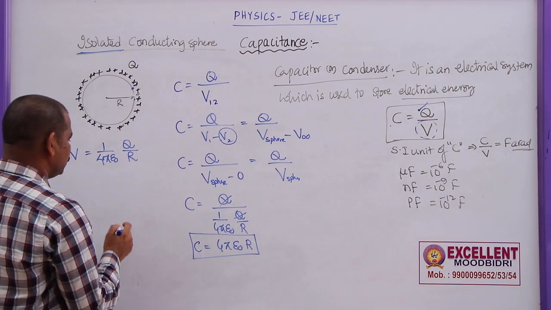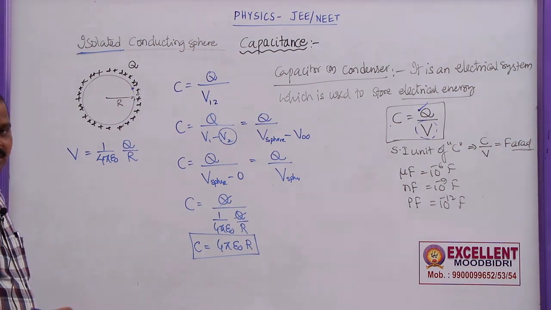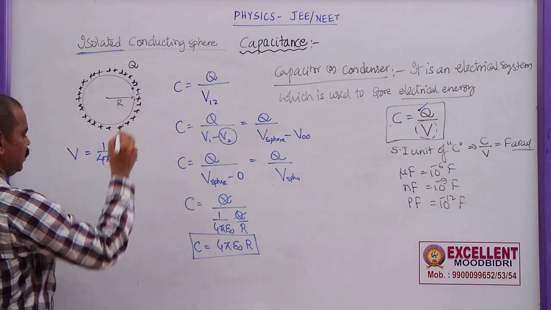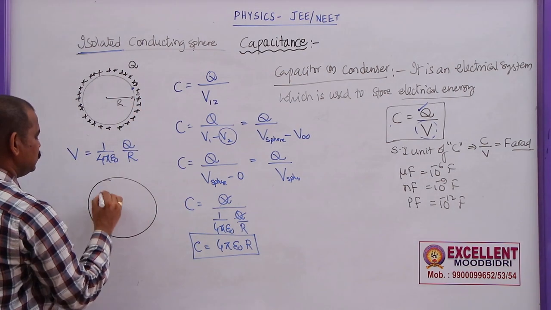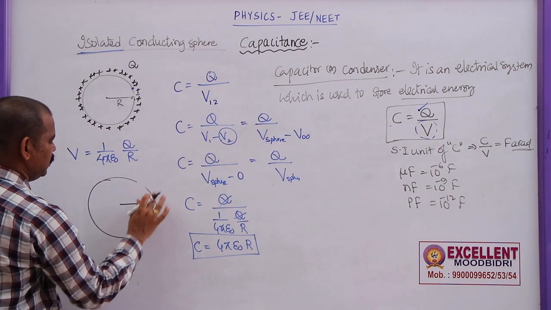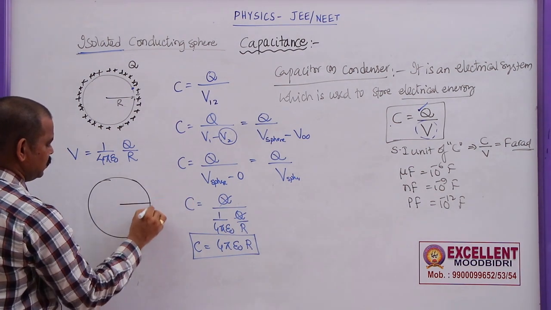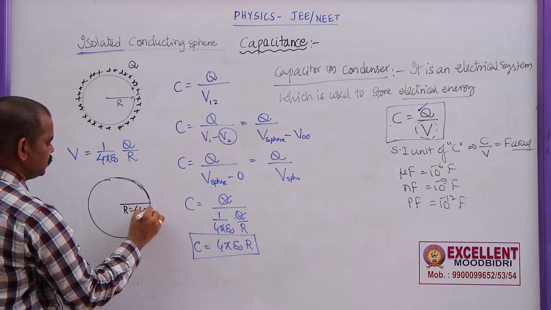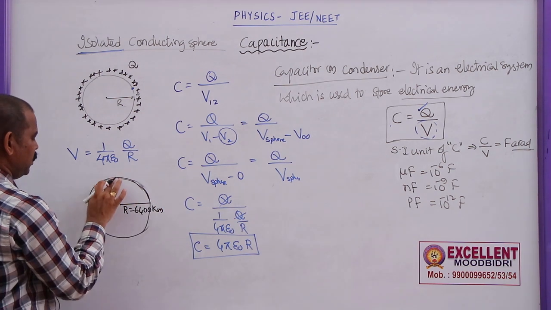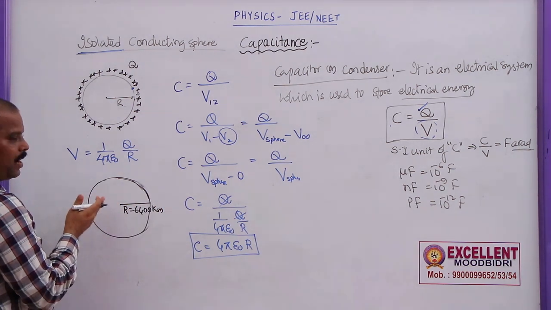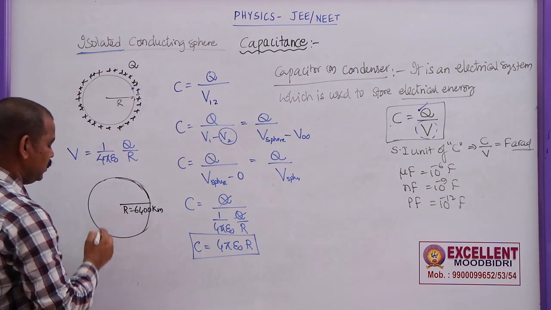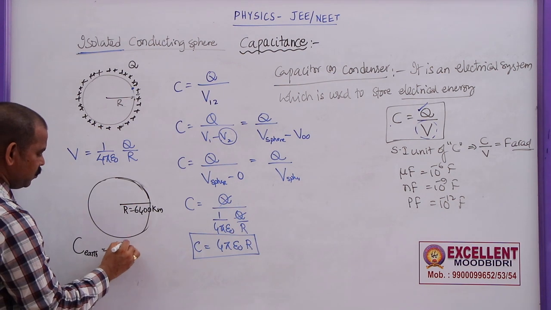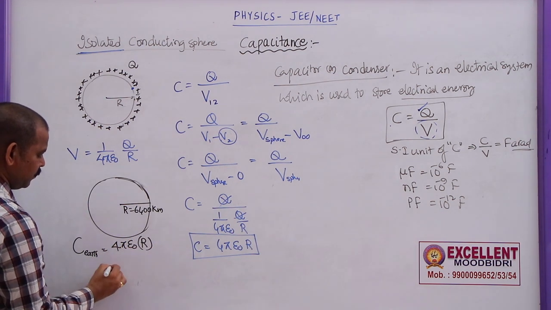Now, based on this, suppose you consider our earth. Earth is also a sphere, it is a charged sphere. How to find the capacitance of earth? So this is our earth. The radius of earth is 6,400 kilometers. Now, how to find out the electrical capacitance of our earth? The electrical capacitance of our earth, C earth, is given by 4 pi epsilon naught R.